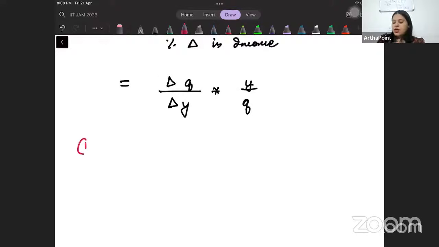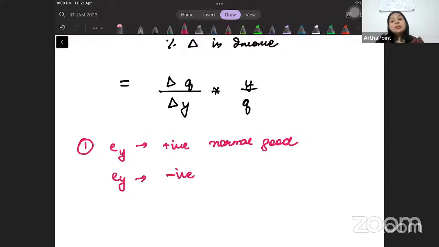First, let's write down, if income elasticity is positive, then we have a normal good. But if income elasticity is negative, मतलब इनकम के बढ़ने पे डिमांड घट रही है. When income is increasing, demand is decreasing. Demand and income are moving in opposite direction. Then we have inferior good.